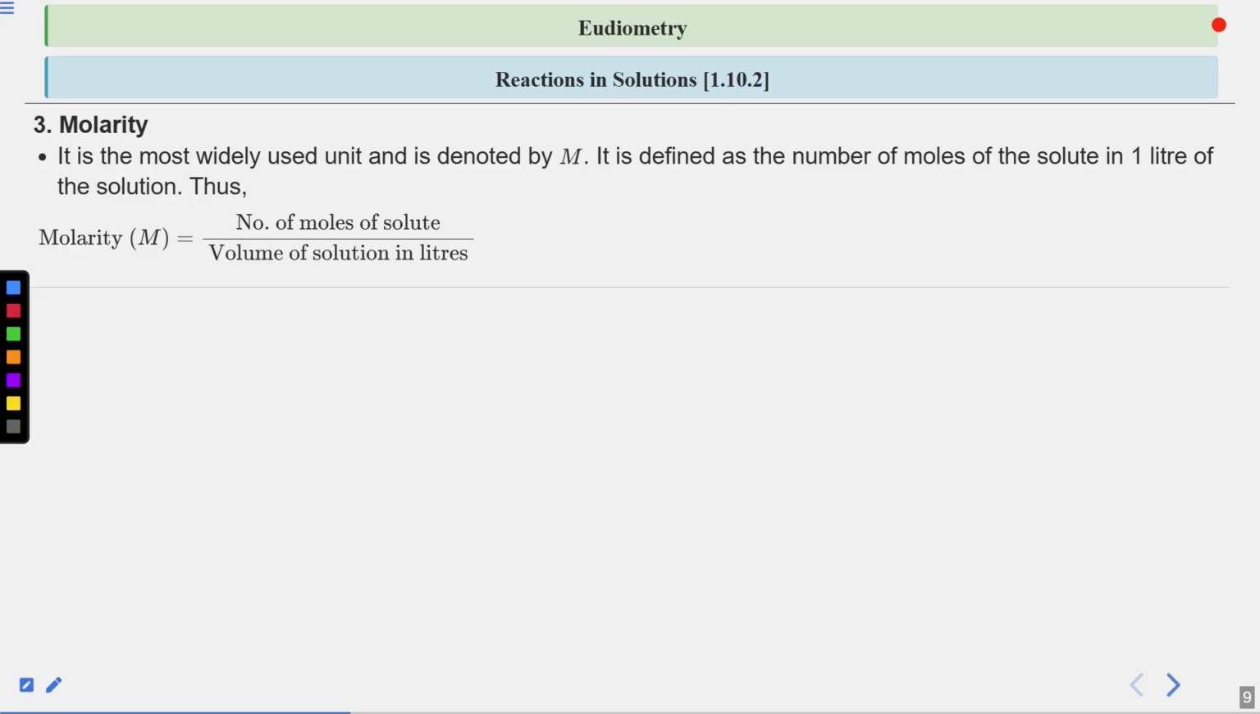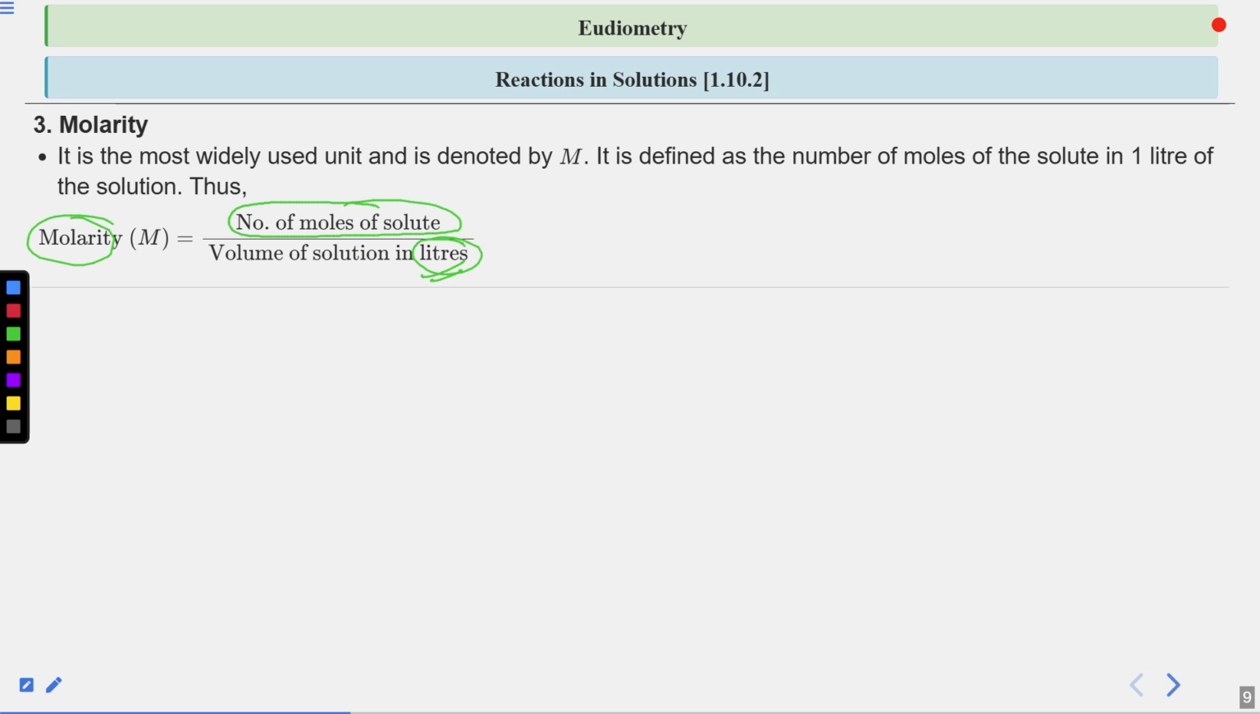Now how do we calculate molarity? It is calculated by the number of moles of solute divided by the volume of the solution in liters. What? Number of moles of solute divided by the volume of solution in liters. So the volume should always be in liters.